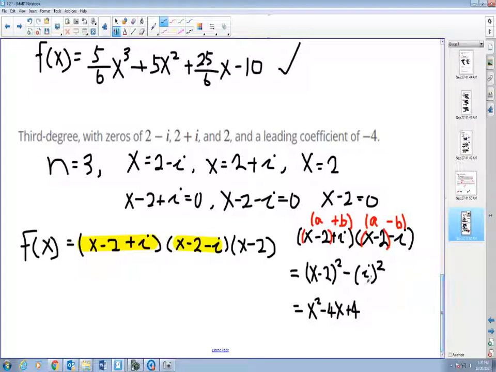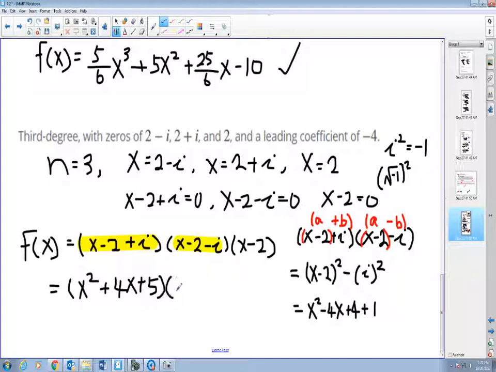I don't know if y'all remember what i squared is equal to. i squared is equal to -1, because i squared means the square root of -1, whole thing squared. So square and square root cancel out. i squared equals -1, but there's another -1 in front of it that will make it positive. So the first two multiplied together is actually x squared minus 4x plus 5. Now take that times my x minus 2.